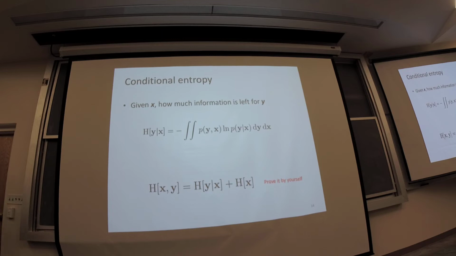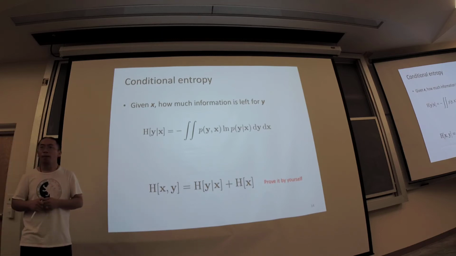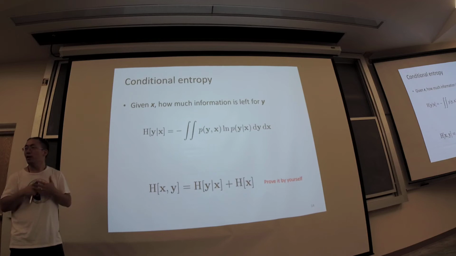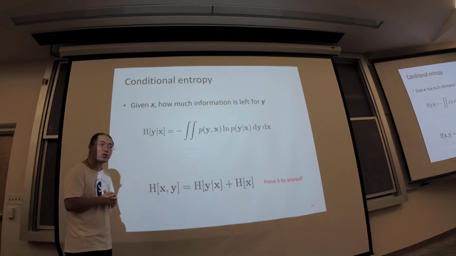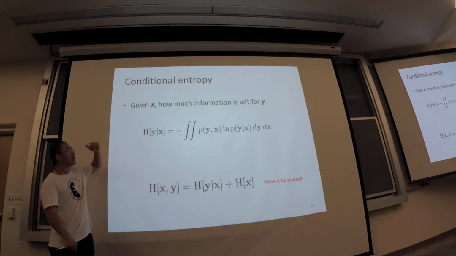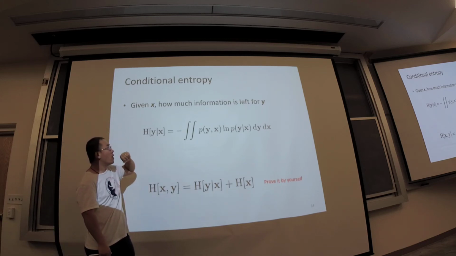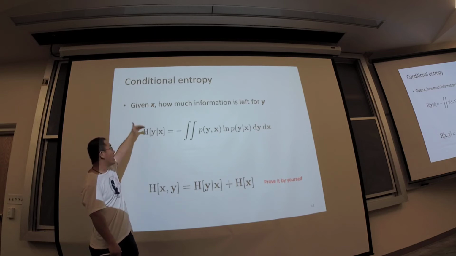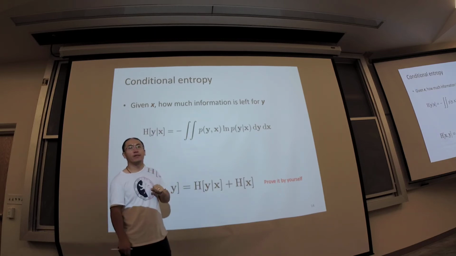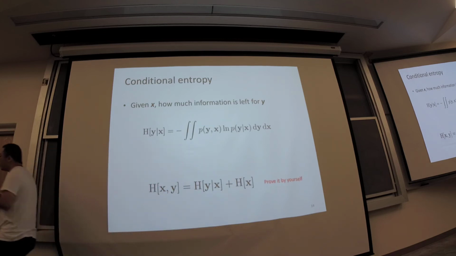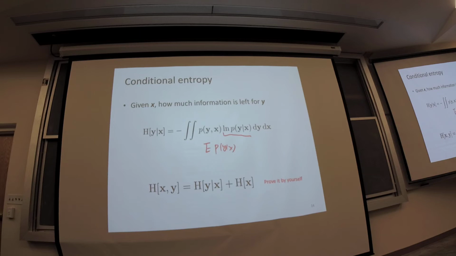So conditional entropy. Given the definition of entropy, naturally we want, like given the expectation I want to calculate conditional expectation, given the joint probability I want to calculate conditional probability. Same thing. So given x, the conditional entropy represents what is the information left for y. So the definition is like this: it is the expectation of the logarithm of p(y given x), taken with respect to the joint probability of x and y.